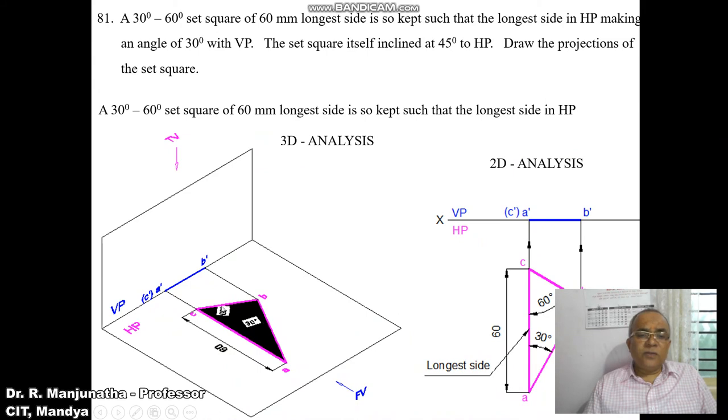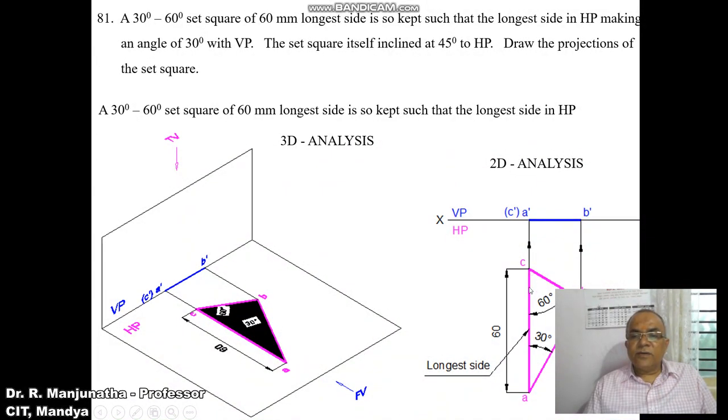Once we keep this, when you look from the front view, A and B are near to the observer, so A dash, B dash is visible, and C is away from the observer. Therefore, C dash will be in brackets. So here we have 60 degrees to this and 30 degrees to this. That is what we have shown here in the 2D analysis.